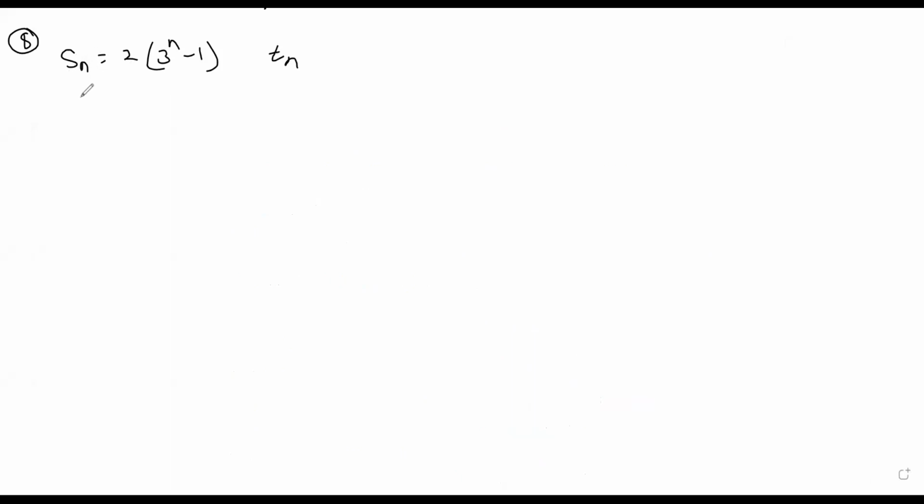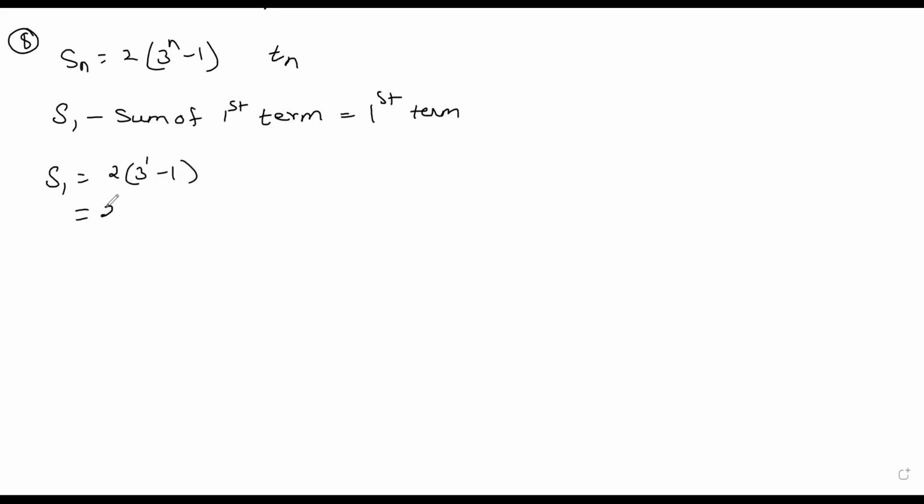Now, if this is Sn and if I say S1, S1 means what? Sum of the first term. That will be the first term itself. So S1 will be 2 into (3 raised to 1 minus 1). That is 2 into 2. Answer is 4. So the first term of the sequence is 4.